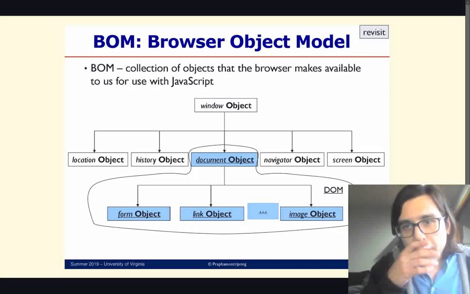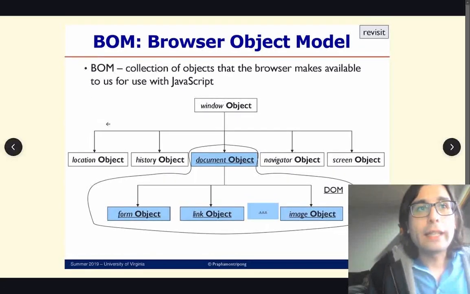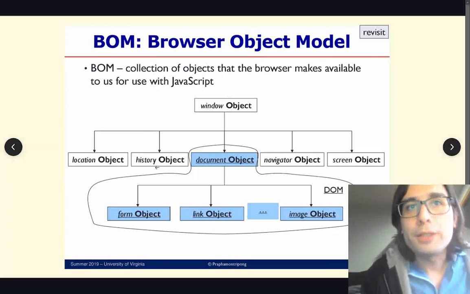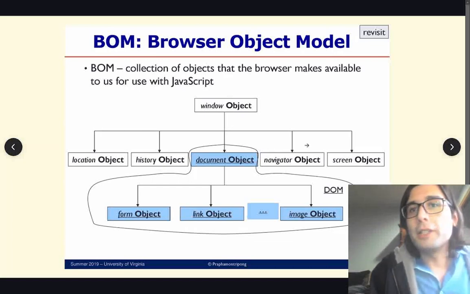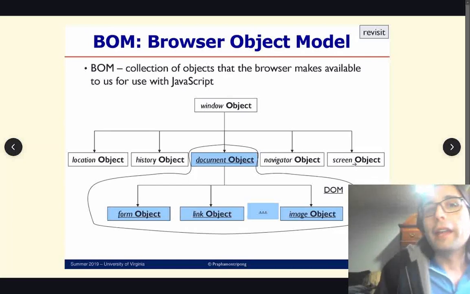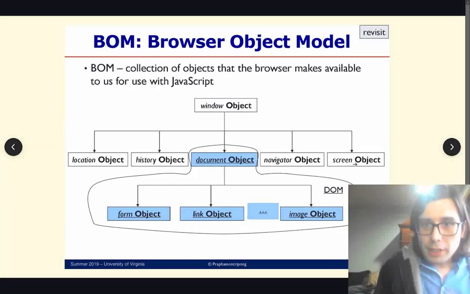But this gave a little bit more structure for things like the URL. Where does that sit? That sits in the location object. And what are the websites that you were at previously? Those sit in the history object. What type of browser are you using? That's in the navigator object. How big is the screen? And from that, you had more things that you could manipulate.